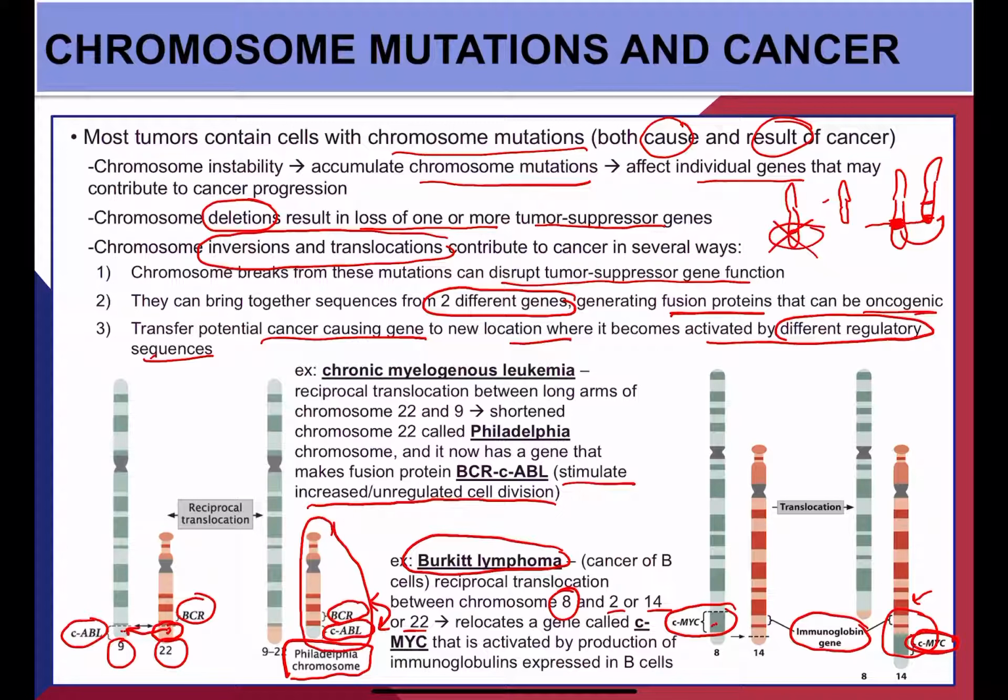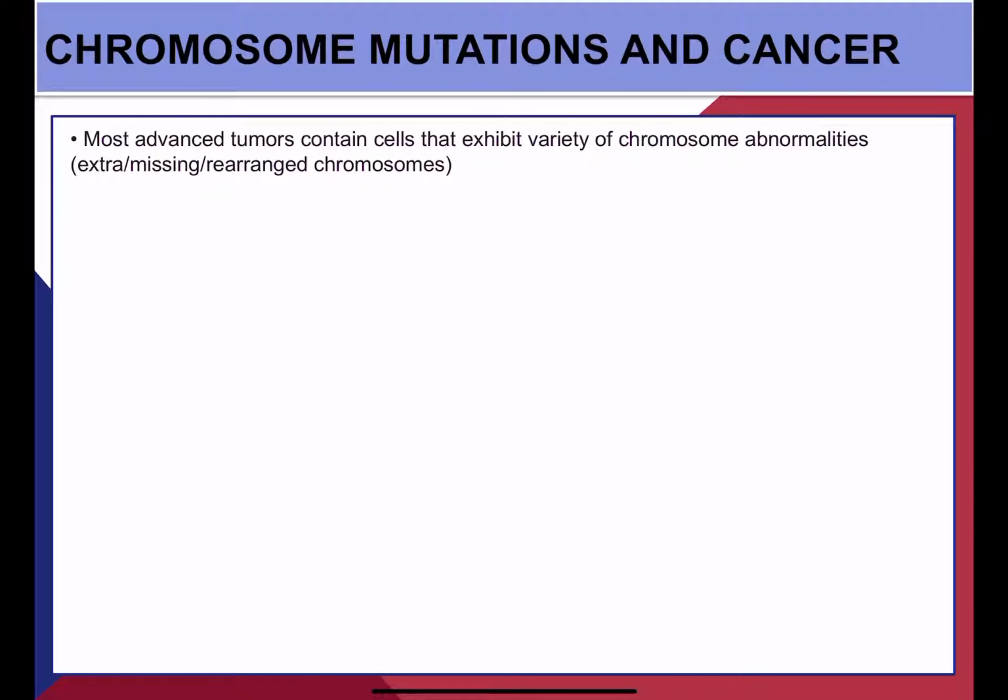So both ways, either you're causing a new fusion protein product, as in this case, or relocating a gene to a different location that makes it behave differently from its original location. Both of those can end up causing cancer. So by now we can see how cancer harbors a variety of mutations to make its survival and proliferation a lot more favorable for them.